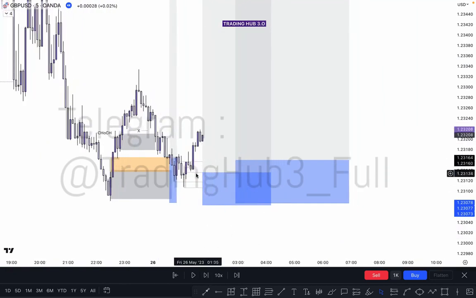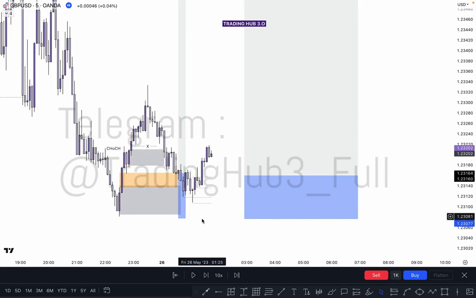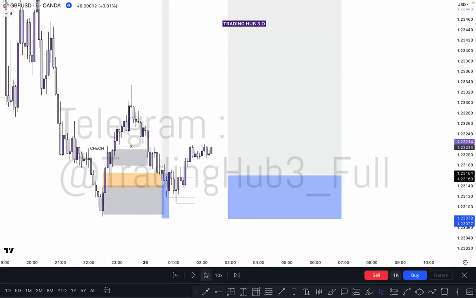After this one, this is not mitigated here. If mitigated, then this is a valid entry for the buy, right? So let me delete this one, and this is your execute position here at this point. Now let's see what happened next after this one.